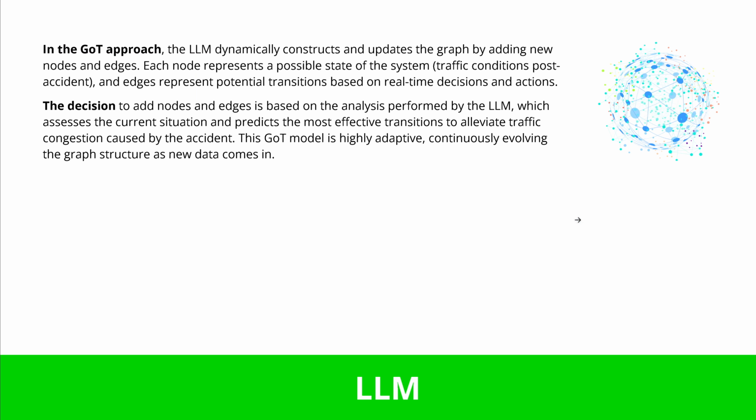So for my green grasshoppers, very short summary again. Let's make a break. So in the graph-of-thought approach, the LLM dynamically constructs and updates here the graph features by adding new nodes and new edges. Each node represents a possible state of the system, and edges represent a positional transition based on real-time decision and action taken as decided by the LLM. And the decision to add nodes and edges is based on the analysis by our LLM, highly adaptive, continuously evolving the graph structure as new data comes in, and based off the last 10 years of accidents in the city of Chicago.